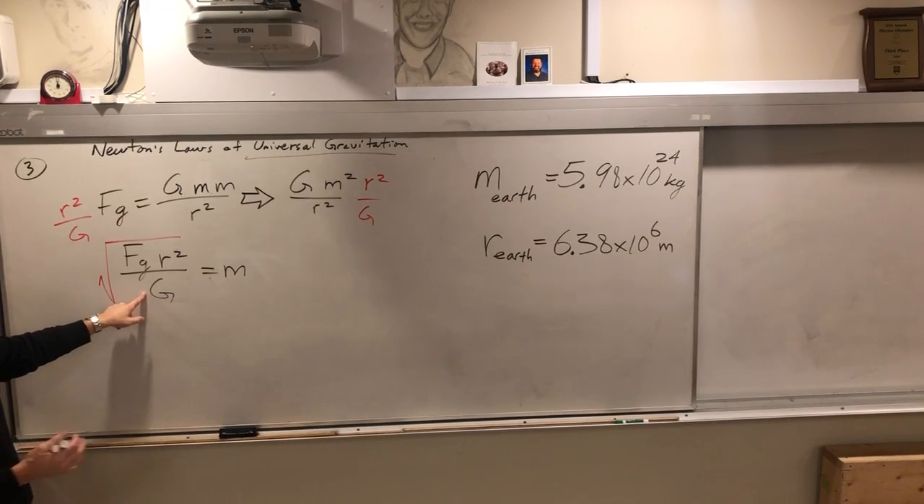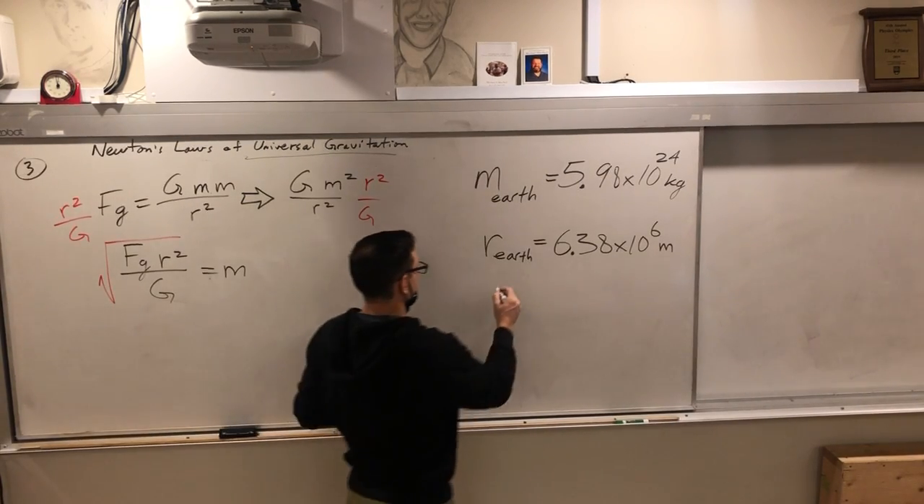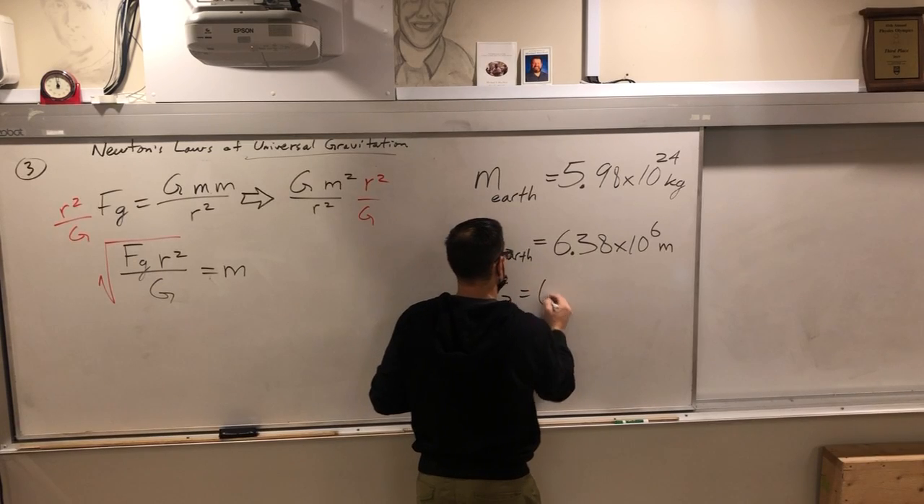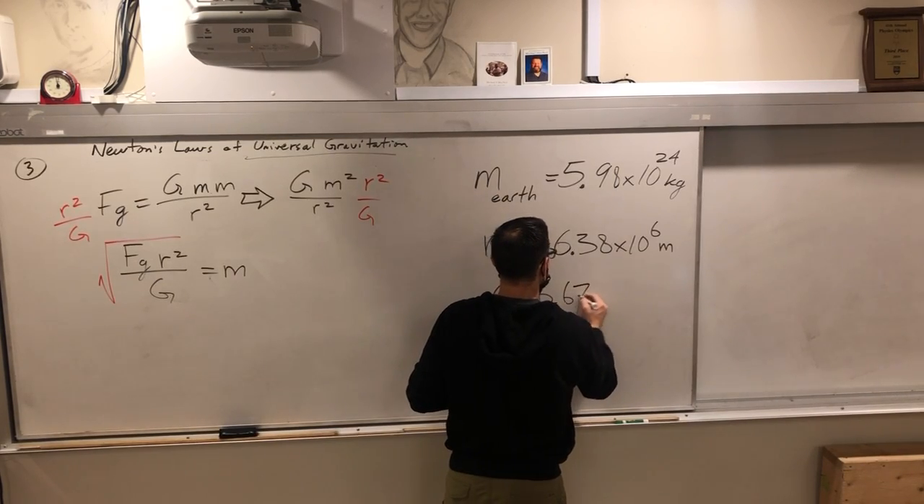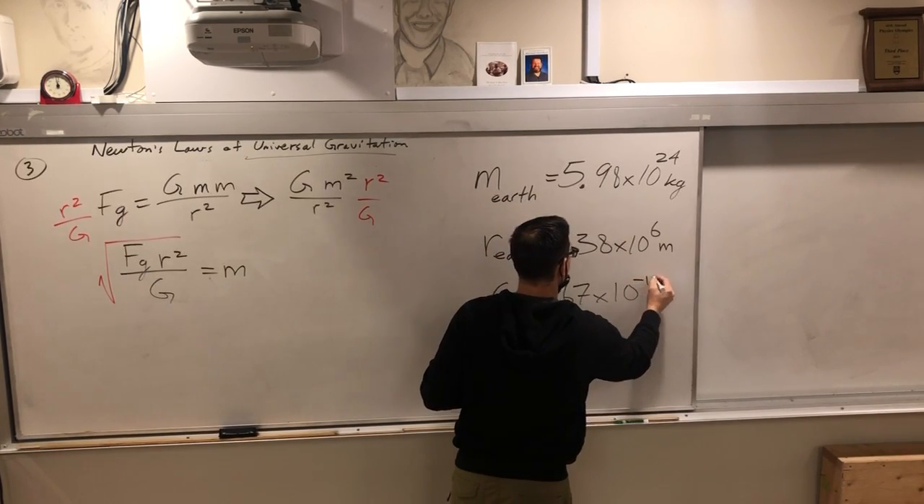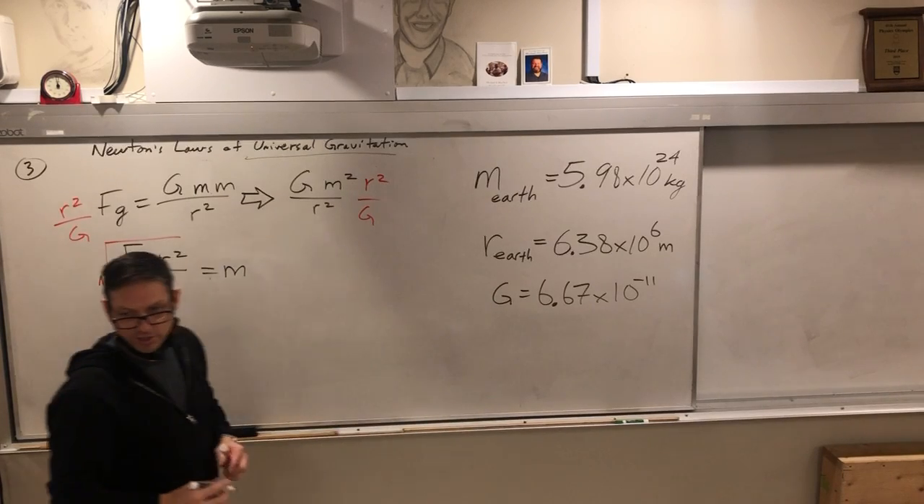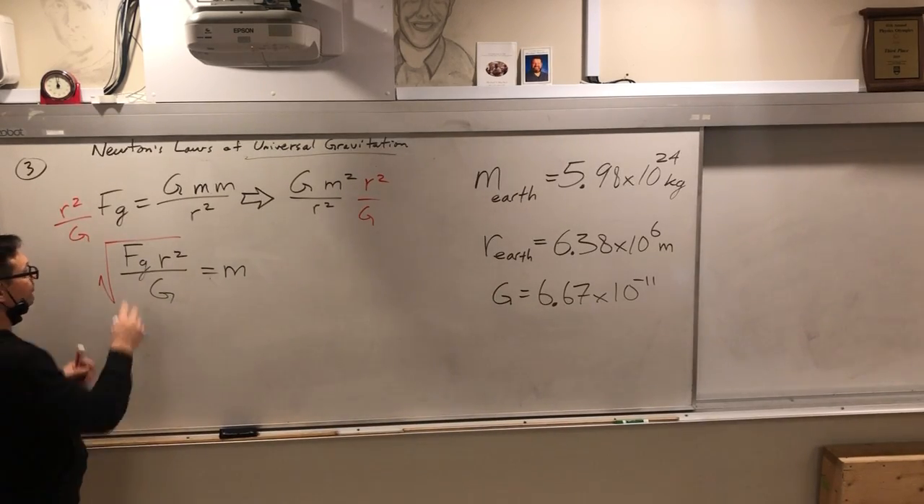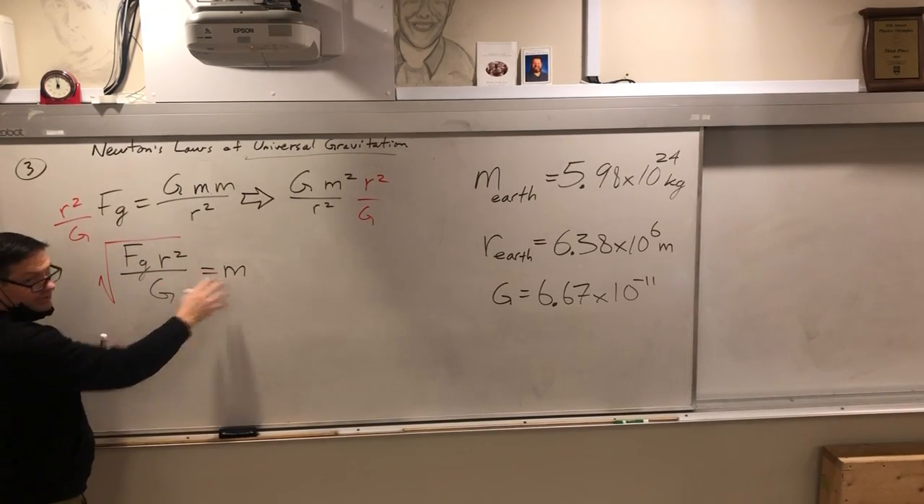We all know what big G is, right? What's big G? 6.67 times 10 to the power. Good. Does that number change? No. It's just the gravitational constant of the universe. So we plug that all in, and we're going to get the mass.